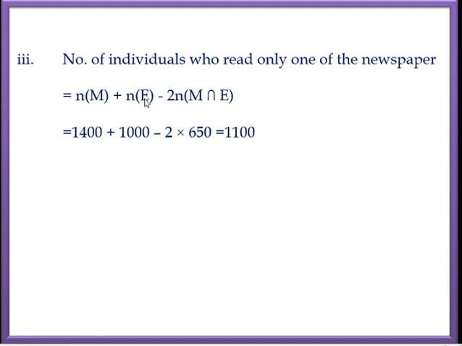Now there are two types of people who read English daily. Number one, people who read only English daily, and those who read both Marathi and English. But again, we do not want people who read both. So again, n of M intersection E is to be subtracted from this, and that is why n of M plus n of E less twice n of M intersection E. In fact, this can be solved easily using a Venn diagram. So try to obtain the solution using a Venn diagram.